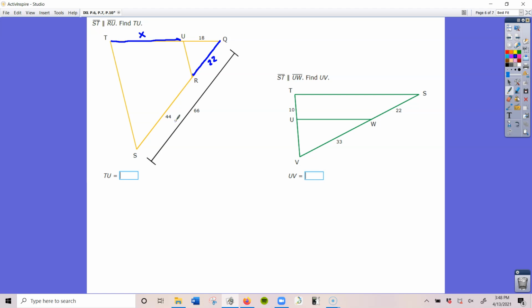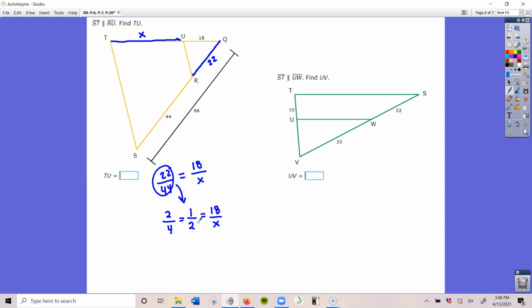Let's say I go small to big. So 22 over 44 is going to equal small to big, so 18 over x. I can simplify this ratio by 11. 22 divided by 11 is 2, and 44 divided by 11 is 4, which actually, I didn't realize I can simplify even more now by 2. 2 divided by 2 is 1, 4 divided by 2 is 2. So that's this here. And I make that equal to 18 over x.